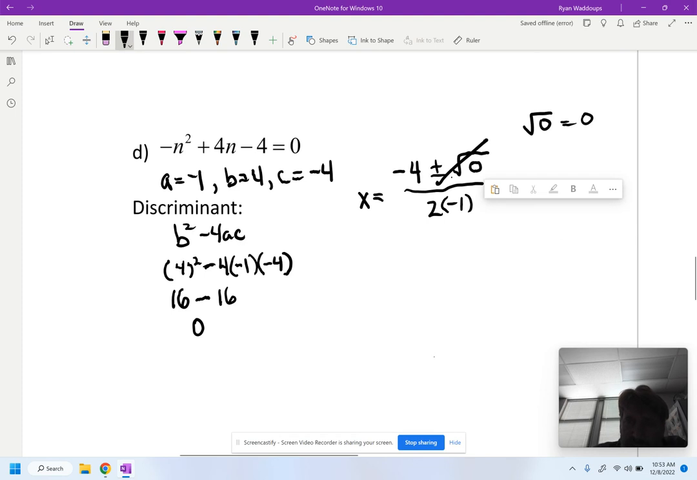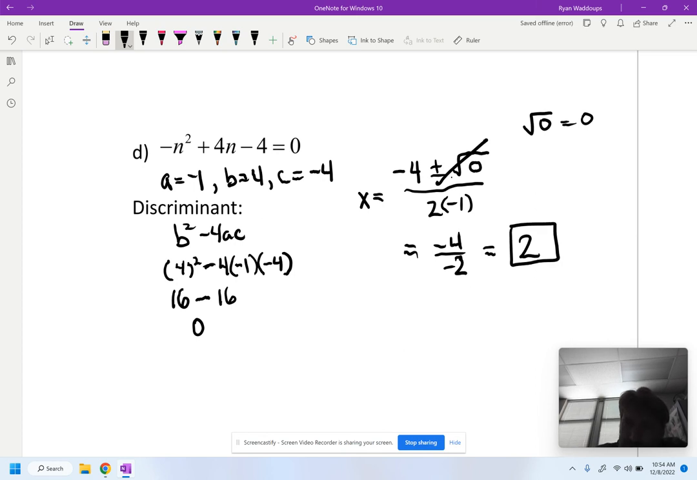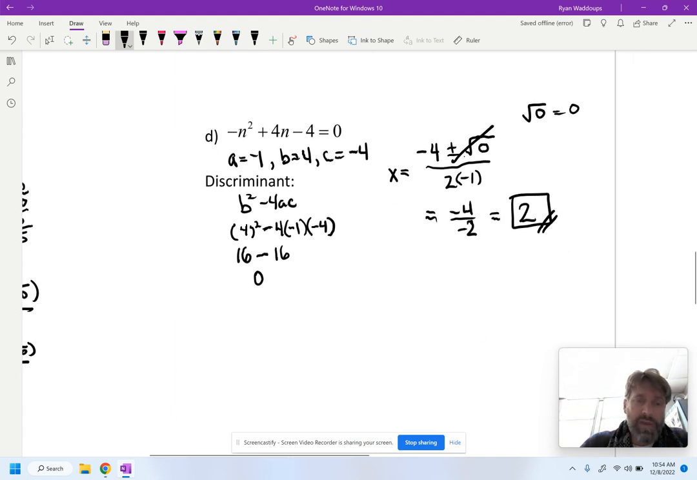What I get then is negative 4 divided by negative 2, and a negative divided by a negative is positive, and 4 divided by 2 is 2. And that's it. That's the one solution that you get for this example, because our discriminant was equal to 0.